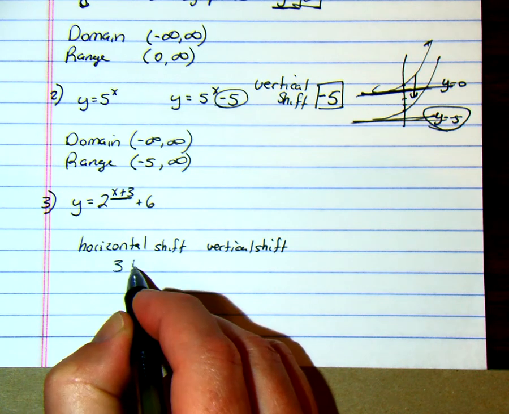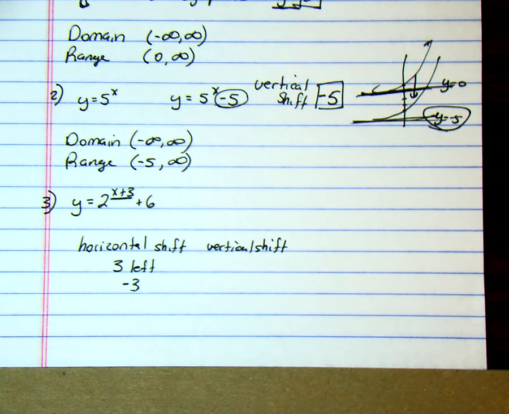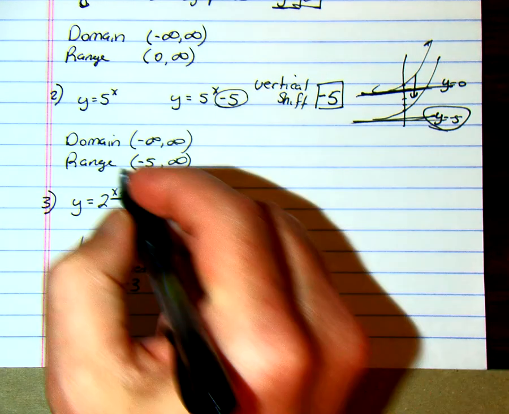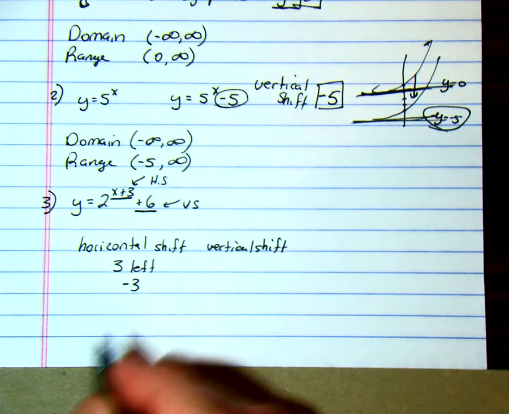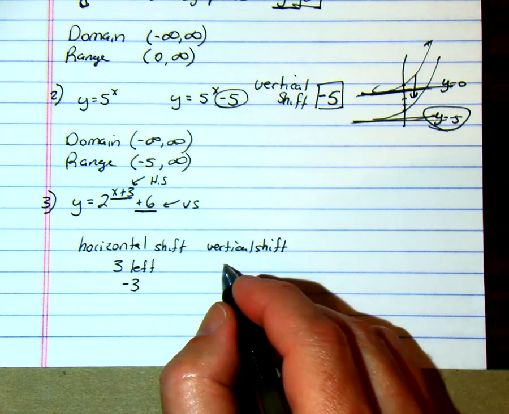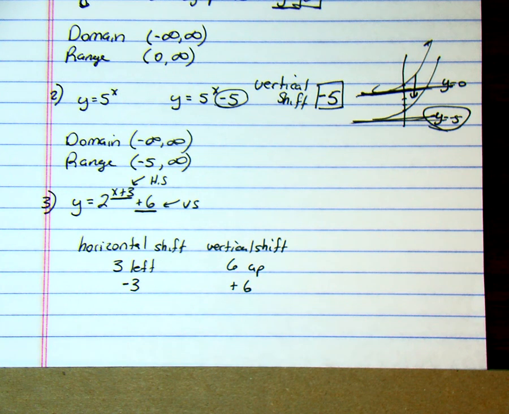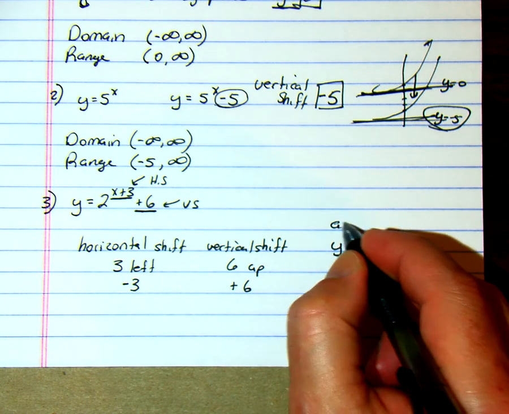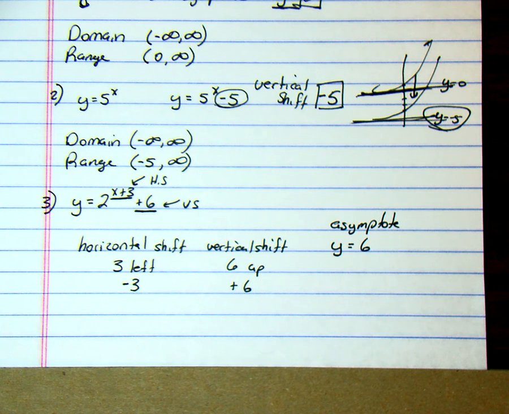But we're not going to put 3 left in that little box. We're going to indicate the 3 left by putting a -3 there. The vertical shift comes from here. Remember, we'll put HS for the horizontal shift and VS for the vertical shift. The vertical shift is going to be 6 up, but again, we're not going to put the up. It's just going to be a +6. So we just have to show how the shift is. We're going to have to plot an asymptote line. This got shifted up 6, so my asymptote is going to be at y equals 6.